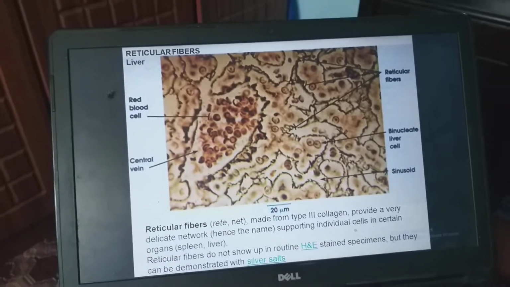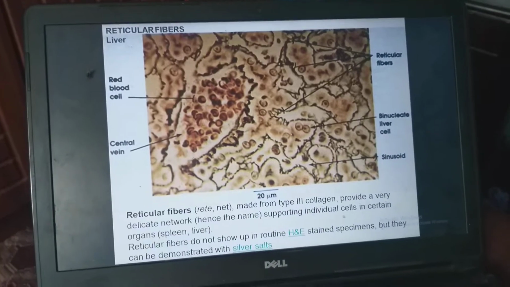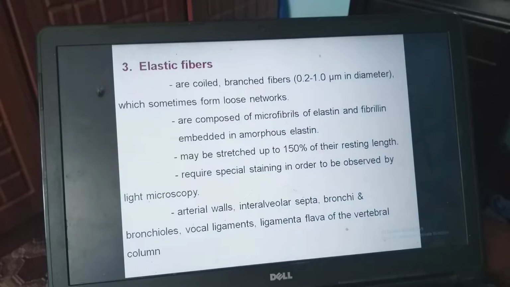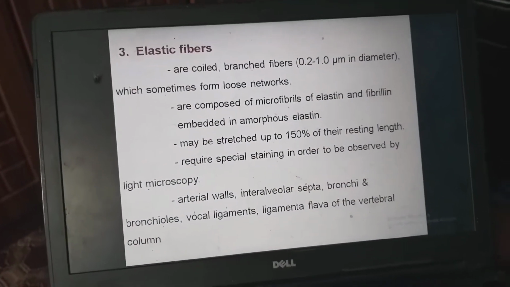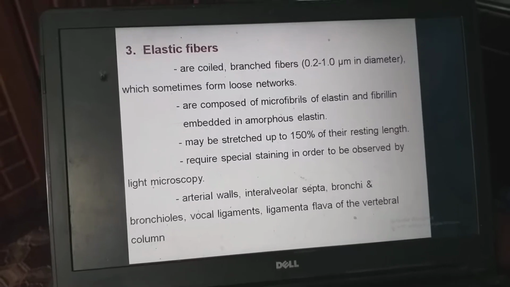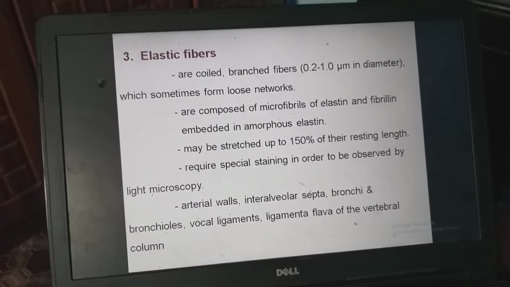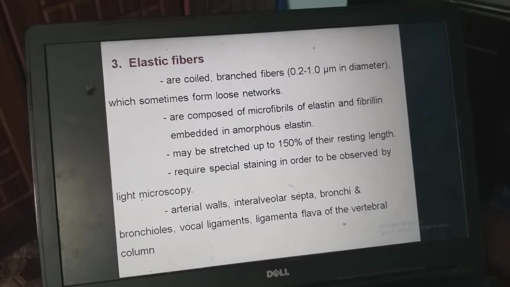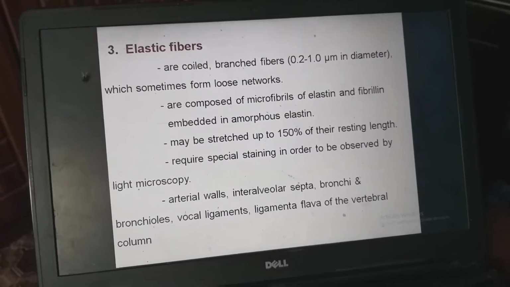This is the liver. Observe the reticular fibers, how they are attaching to each other, how one is forming a network with the other. The other is elastic fibers. Elastic fibers are coiled, branched fibers, very thin in diameter, from 0.2 to 1 micrometer, which sometimes form loose networks. Its main function is elasticity.